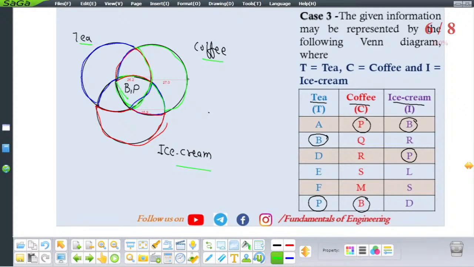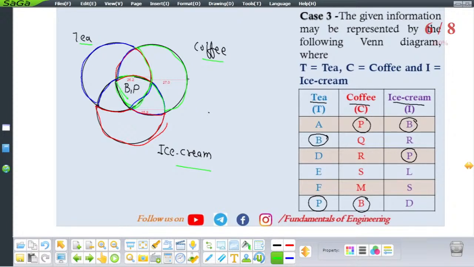Now coffee and ice cream, so this is the area, coffee and ice cream, but not tea. So coffee and ice cream, from that Q is there? No. R is there. So we can write here R. I will use another color for R here. Who likes to drink coffee and likes to taste ice cream? S is there. You can see here, S is there. Is there an M? No.